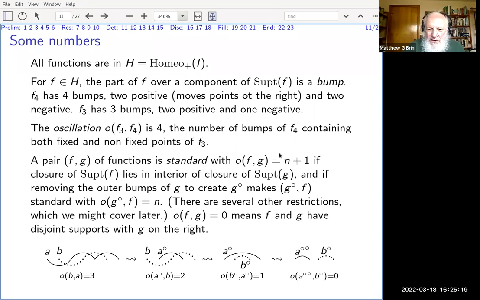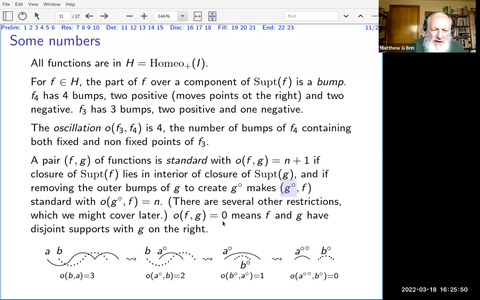It has oscillation n plus 1 if you modify the pair of functions by taking the larger function and simply erasing its rightmost bump and its leftmost bump. And if you do that, then what's left is supposed to become the smaller function. And that new smaller function with the unchanged previous smaller function is now supposed to be a pair with oscillation number n.